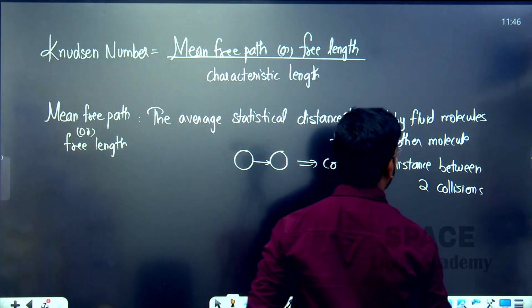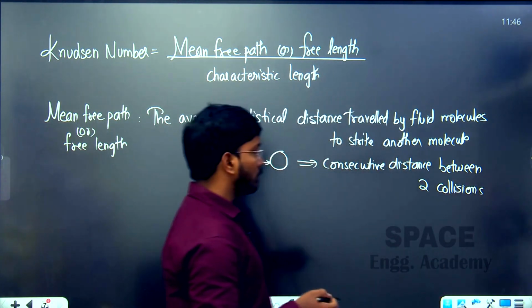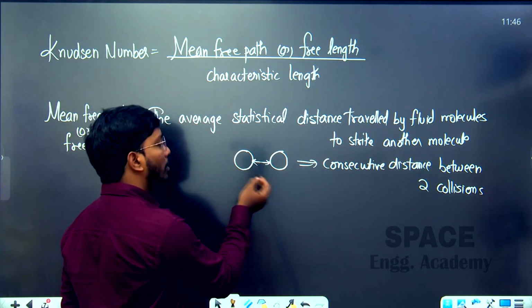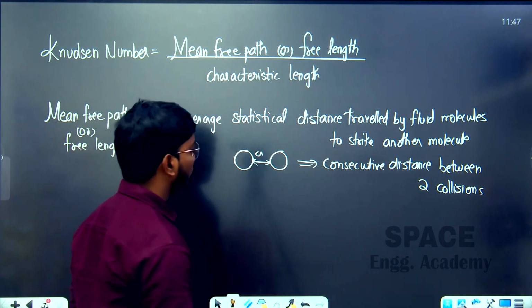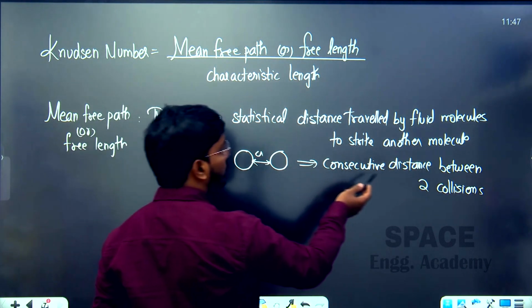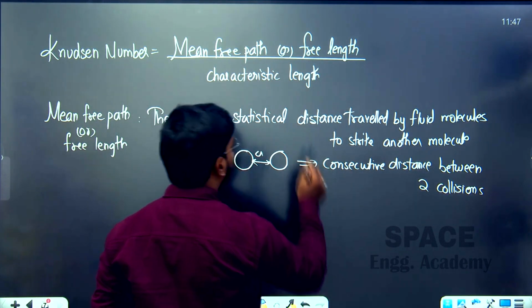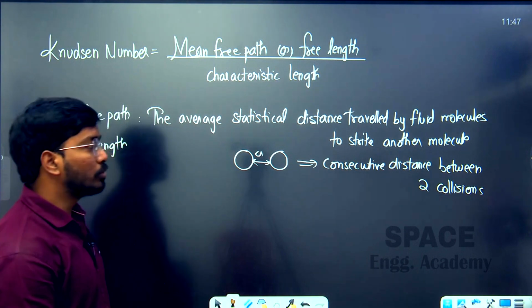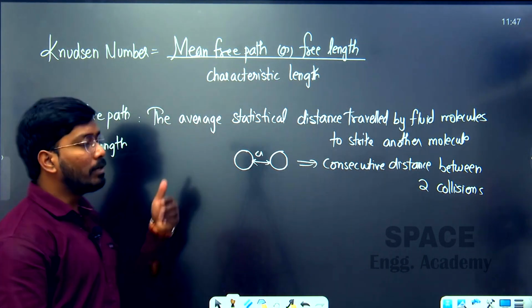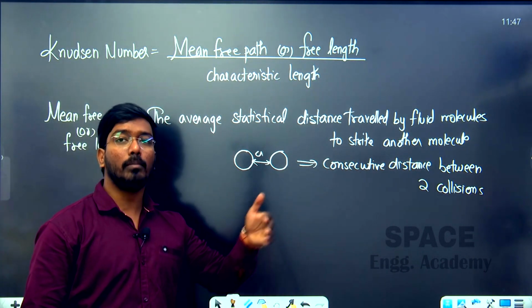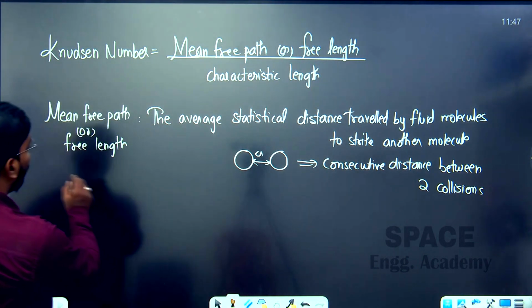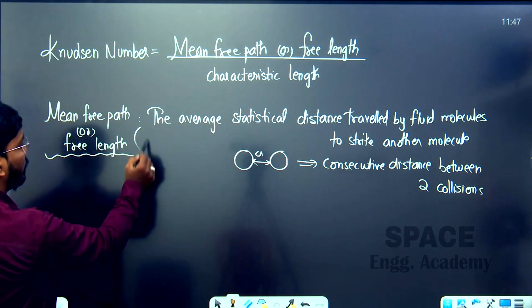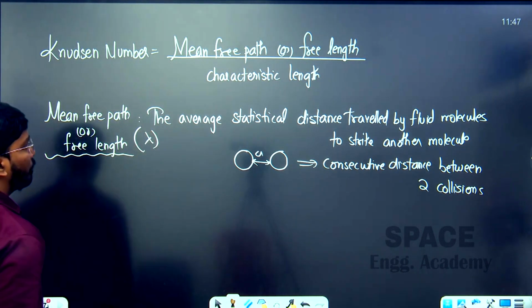That can be regarded as the mean free path, or the distance between the molecules, or you can say some gap between the molecules. Go through it once. The consecutive distance between two collisions, the distance traveled by a fluid molecule to strike another molecule, or the distance traveled by one molecule to come in contact with another molecule. That distance is called what? Mean free path or free length, denoted with lambda.